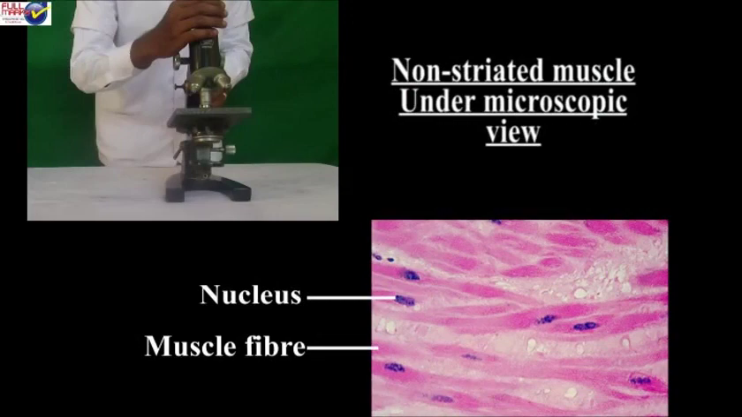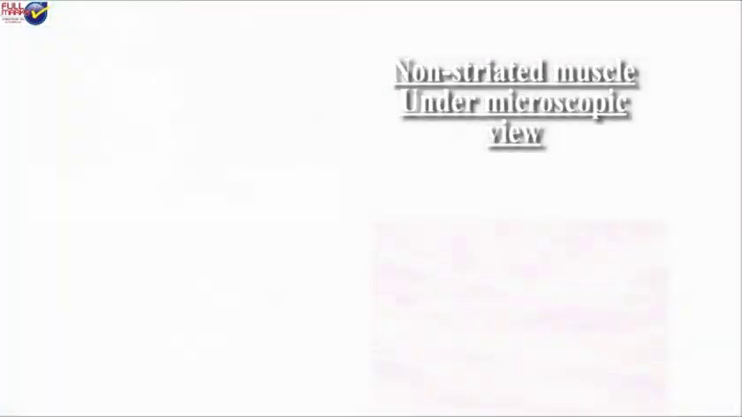Non-striated muscles are smooth muscles. The cells are spindle-shaped. The nucleus is centrally located. These muscles do not show dark and light band striation. Non-striated muscles are involuntary in nature. They are found in blood vessels and in the alimentary canal.